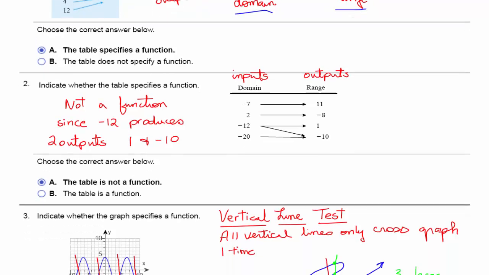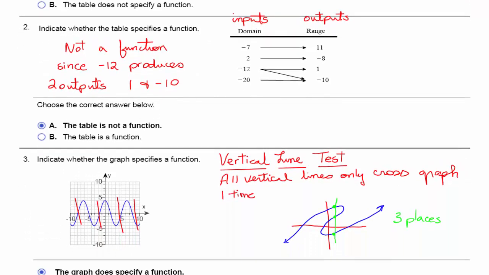If I'm looking at the second question here, what I see is minus 7. That input produces an output of 11. That's good. So from these first two numbers, there's only one arrow going away from the number. But looking here at minus 12, there are 2 arrows going away. So minus 12 is producing more than one output, so this is not a function.